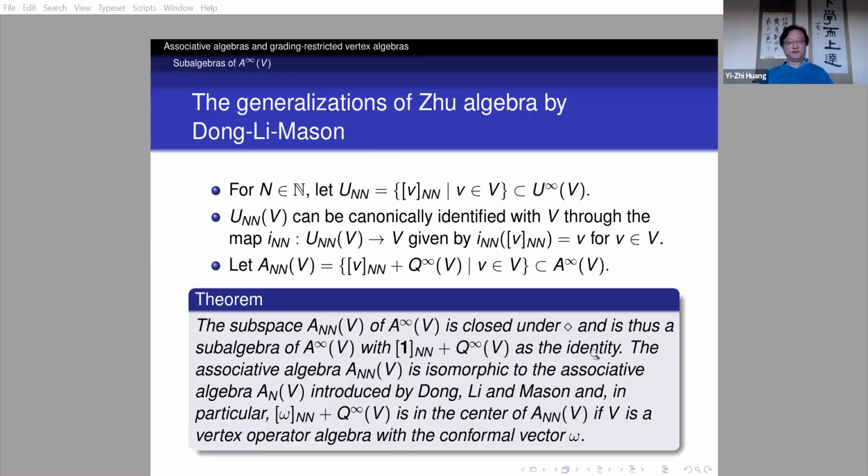The theorem is also similar. It is easy to see that this is closed, because when you take the product of this kind of matrix, it's closed. The main important part of this theorem is that this associative algebra A_n(V) is isomorphic to Dong-Li-Mason's generalization. And if there is a conformal vector, then you have something in the center. So these are the older algebras, and there's nothing new up to now.